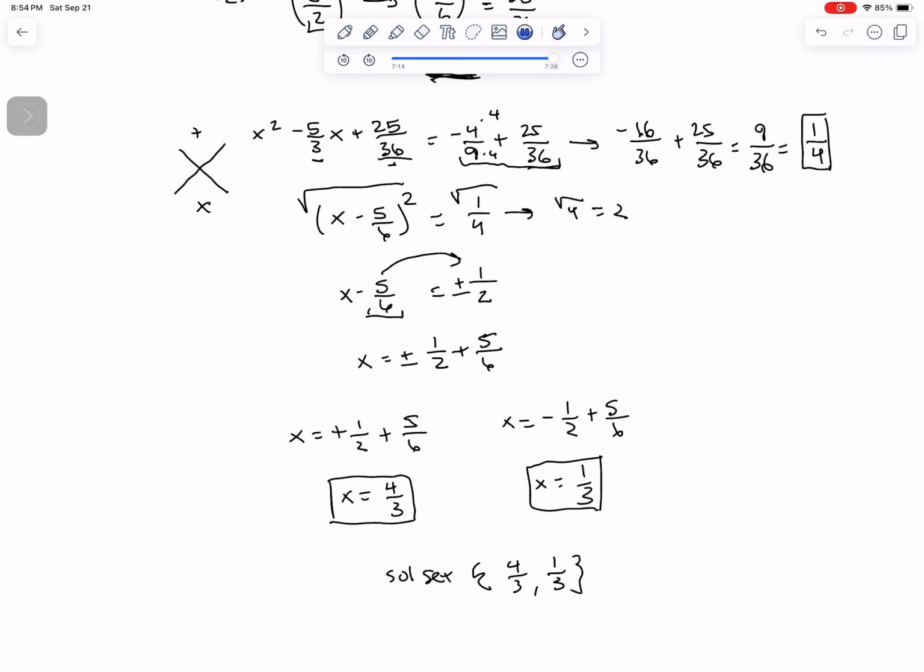Now I'm also going to show one where we have an imaginary solution, so we get a negative result in the square root. I will show you that as well in the next problem.